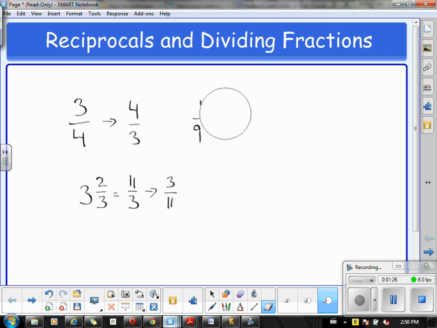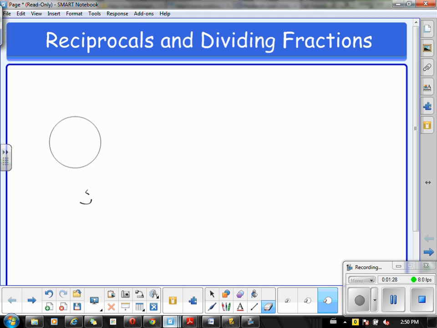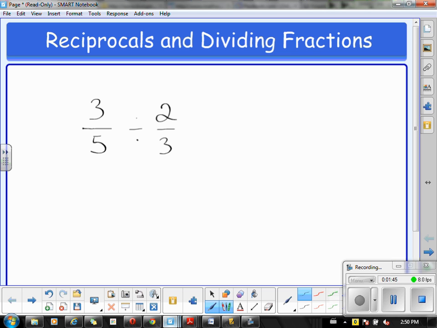If you can multiply two fractions, then you can divide two fractions, because basically it's the exact same thing. If I gave you 3/5 divided by 2/3, there are 4 steps to follow.